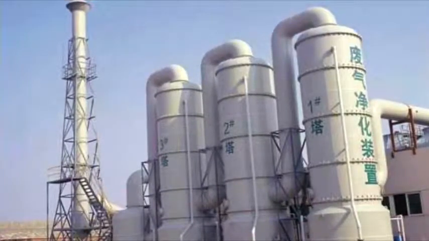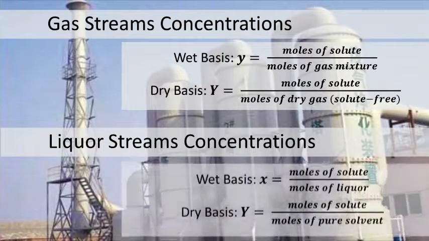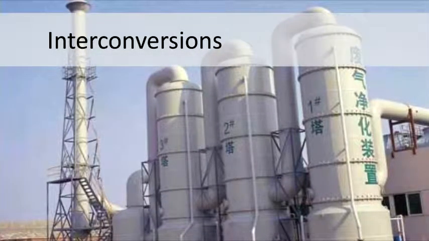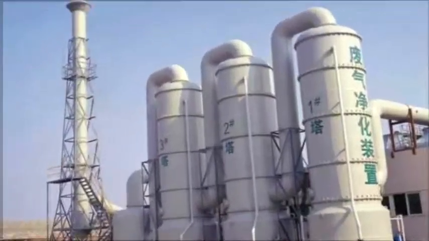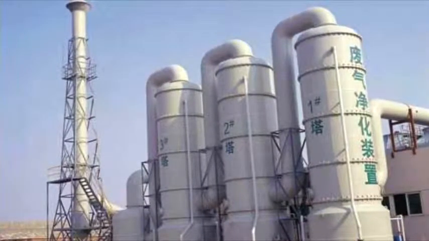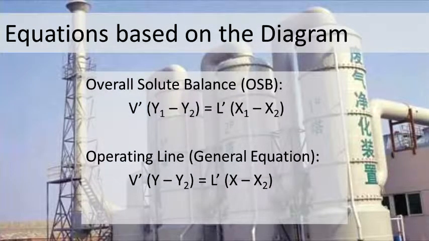The formulas for calculating the gas and liquor stream concentrations are as follows. For the interconversions between dry and wet bases, the following formulas are used, in which capital letters are designated for dry bases and small letters for wet bases. From the gas absorption diagram, the following equations are obtained.